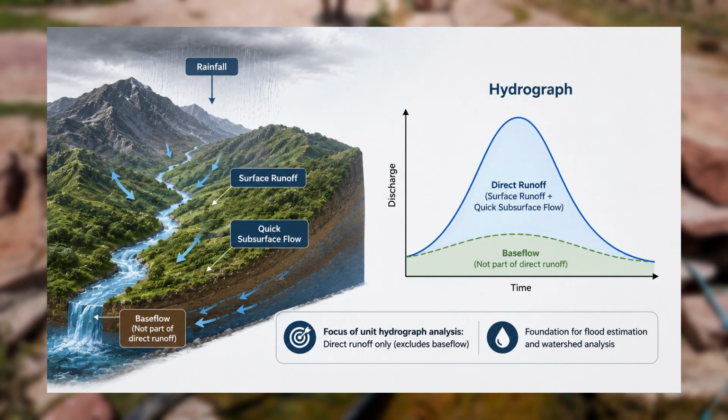Groundwater's contribution to river flow, known as base flow, is what keeps rivers flowing during dry spells with little or no rainfall. In unit hydrograph analysis, the focus is placed on direct runoff, which consists of surface runoff and quick subsurface flow, but excludes base flow. A clear understanding of these runoff components is essential for correctly interpreting hydrographs and forms the basis of applying the unit hydrograph concept in flood estimation and watershed analysis.